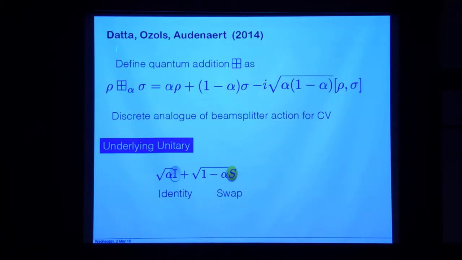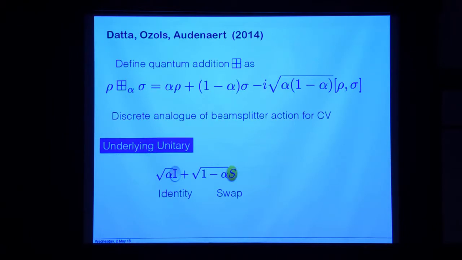And again in 2014, Datta and collaborators tried to define something called the quantum addition channel, which looks like this. Given two density matrices rho and sigma, you add according to this rule. In the output, what you have is alpha rho plus 1 minus alpha sigma minus this term times the commutator of rho and sigma. So you see, this is something different from the classical mixture. A classical mixture will only allow this and this, not this term. That is why they call it quantum addition.